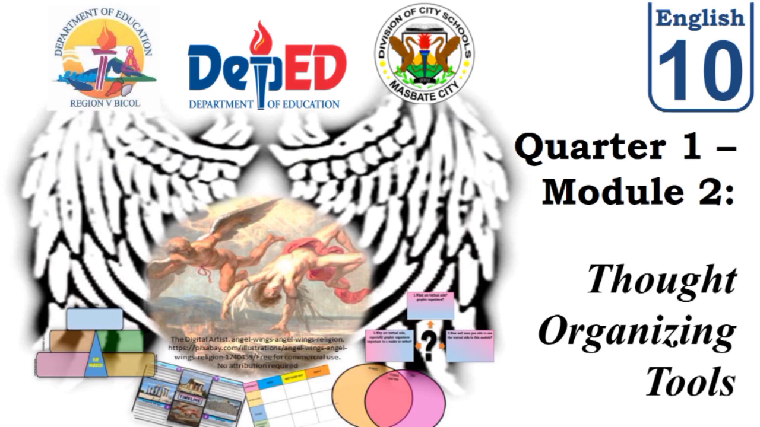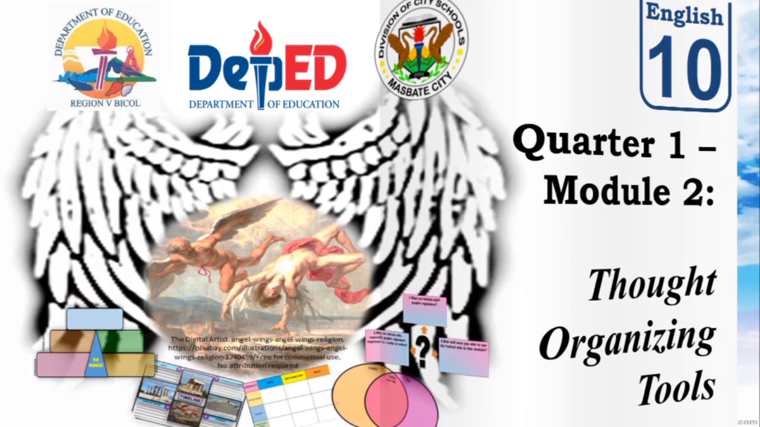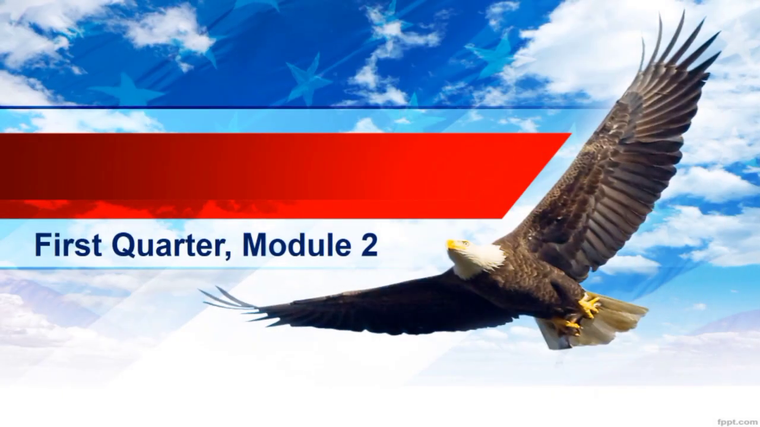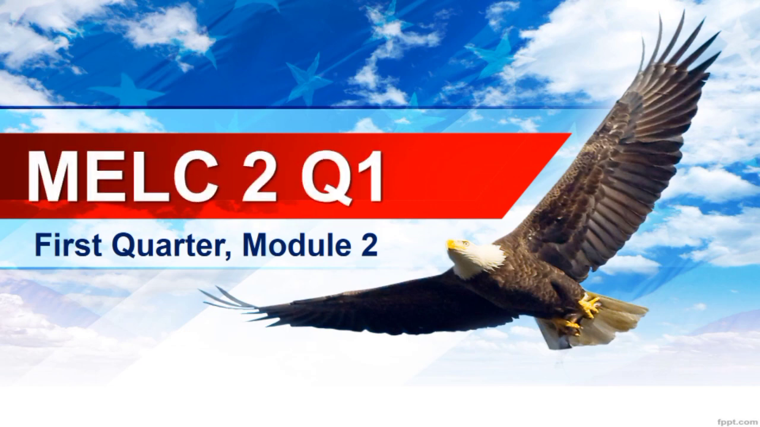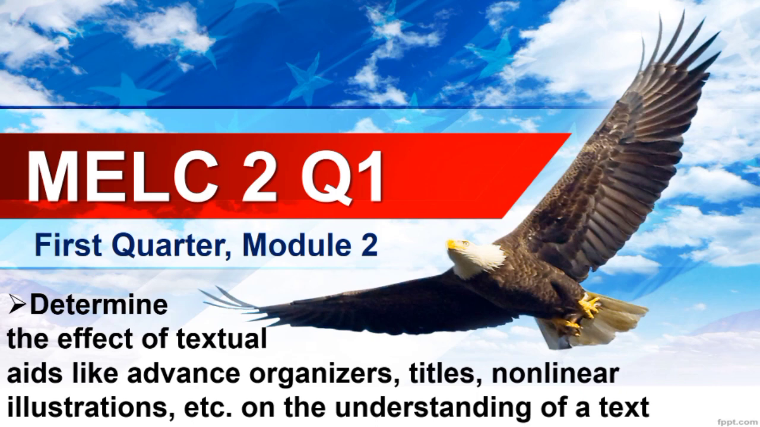Hey grade 10 learners, you are now in Quarter 1, Module 2, Thought Organizing Tools. Before we dig deeper in understanding this lesson, let's have first the most essential learning competency 2 for Quarter 1. Determine the effect of textual aids like advanced organizers, titles, non-linear illustrations, and others on the understanding of a text.